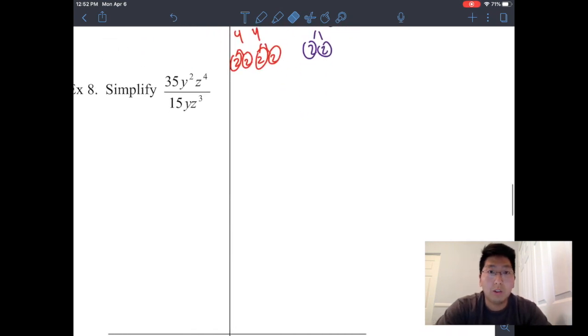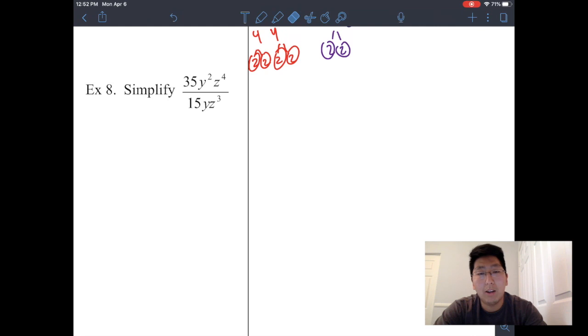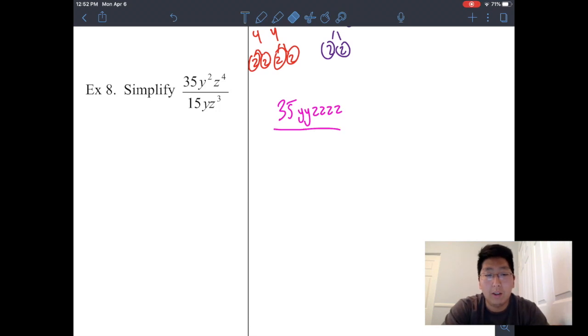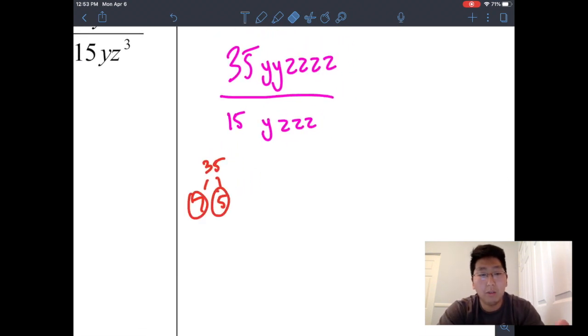All right, here's our last one. What we're going to do is first we're going to expand 35 times y, and then z times z times z times z. So we expanded the variables. On the bottom we have 15 y, z times z times z. Okay. Now we need to take our numbers and reduce them. So 35, we're going to break it up to 7 times 5. Those are both prime numbers. We can't multiply anything to get 7 except 7 times 1. And we can't multiply anything to get 5 except 5 times 1. So those two are good. 15, we're going to break up to 3 times 5. Those are also prime numbers. So that's as far as we can go.